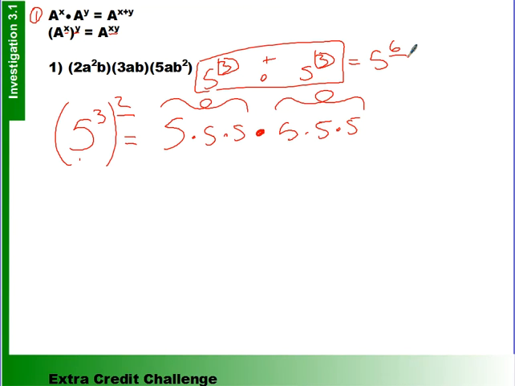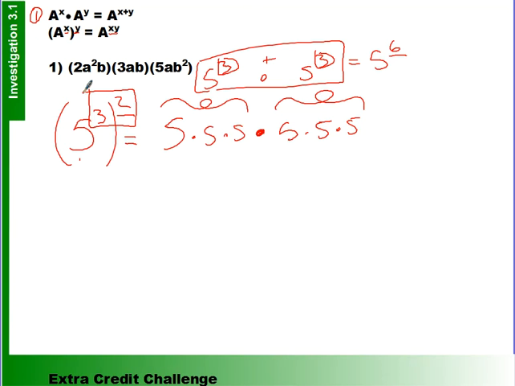Well, wait a second. If we're getting 5 to the sixth, what is a simpler way to do that if we start off with this? What are we doing with the exponents, Abby? We're multiplying the exponents together. Okay, so that's not too bad, right?